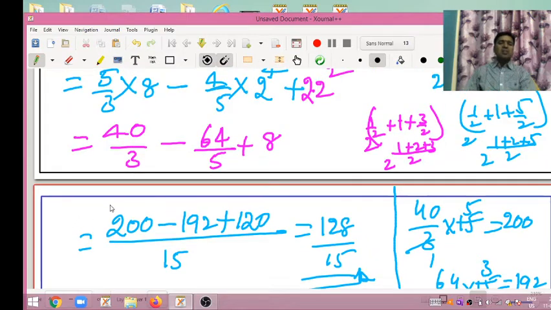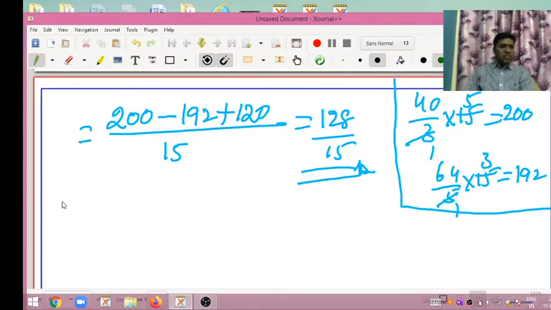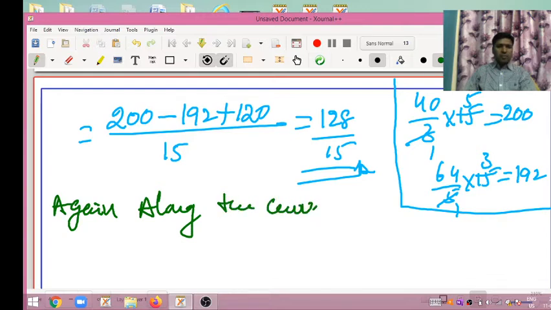Okay, so along C1, this value, how much, my dear friends? Along C1, 128 by 15. Similarly, we have to do case 2, along the curve C2, my dear friends.